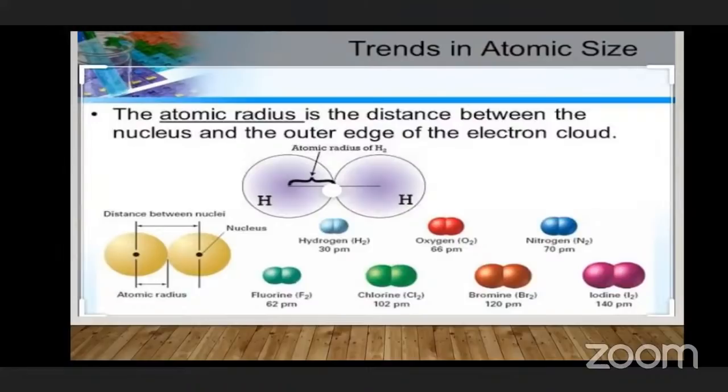The actual definition we should give is: atomic radius is the distance between the nucleus and the outer edge of the electron cloud.